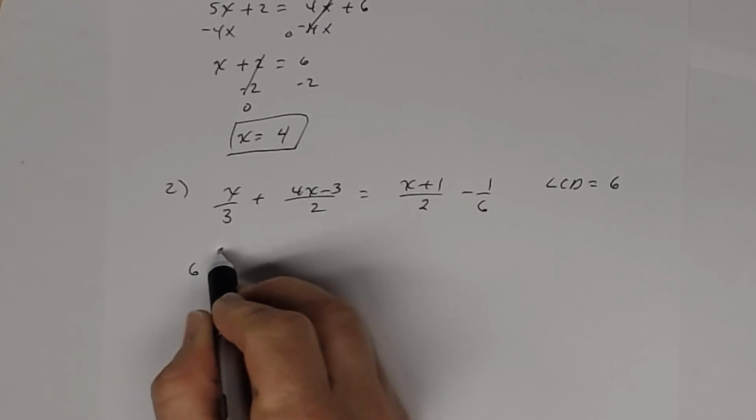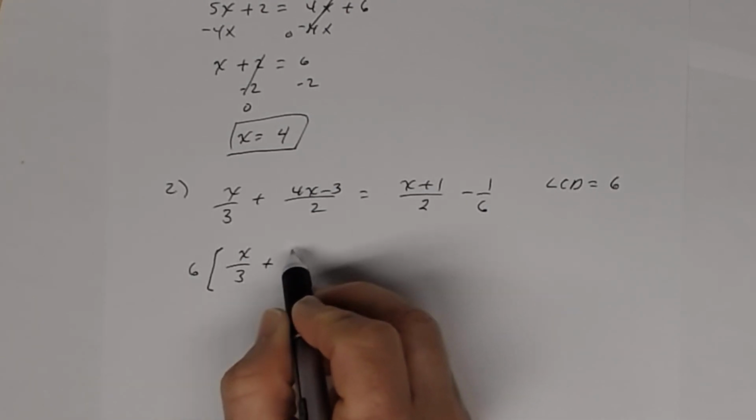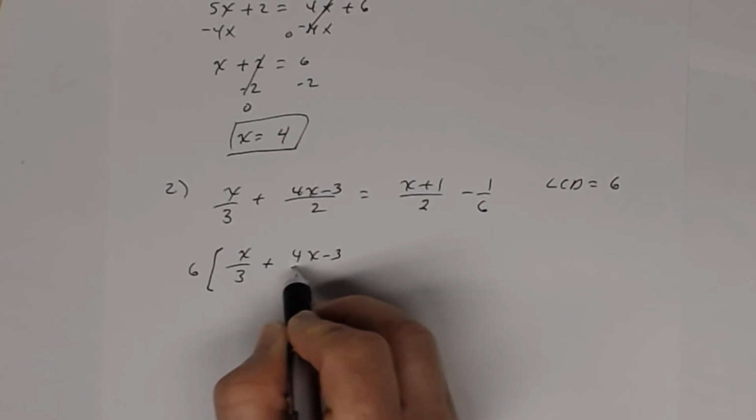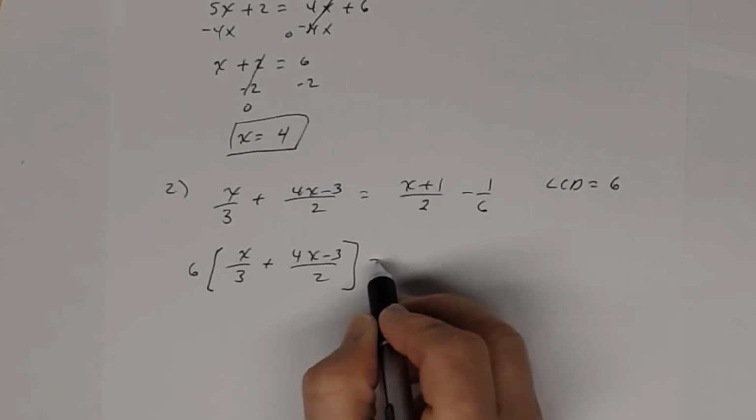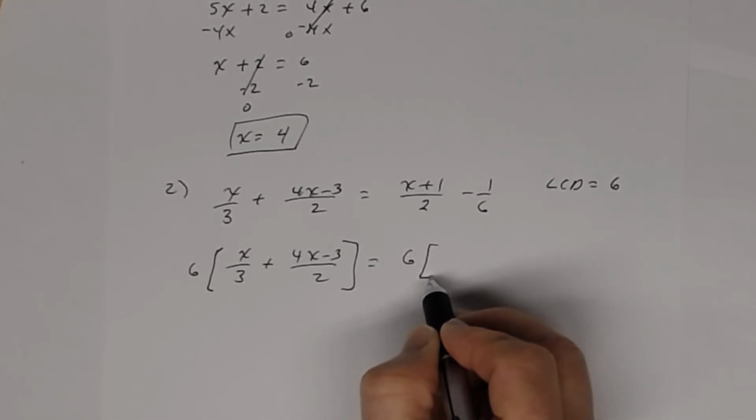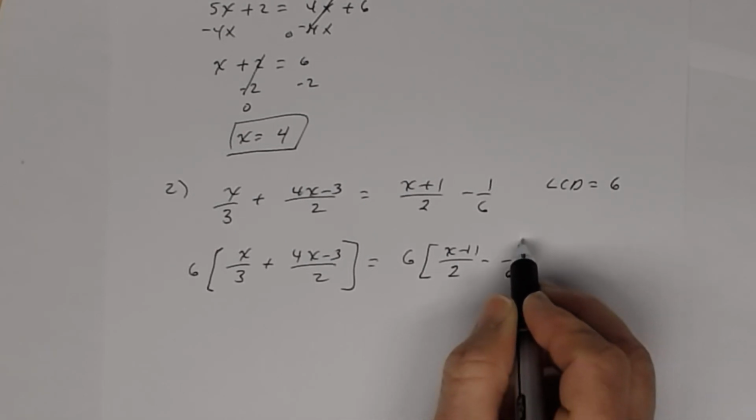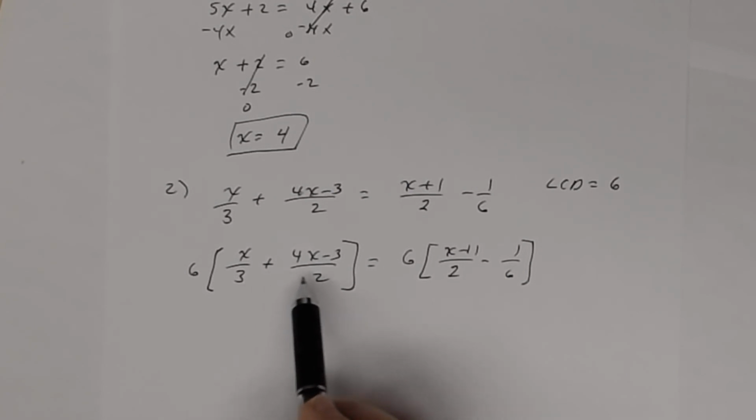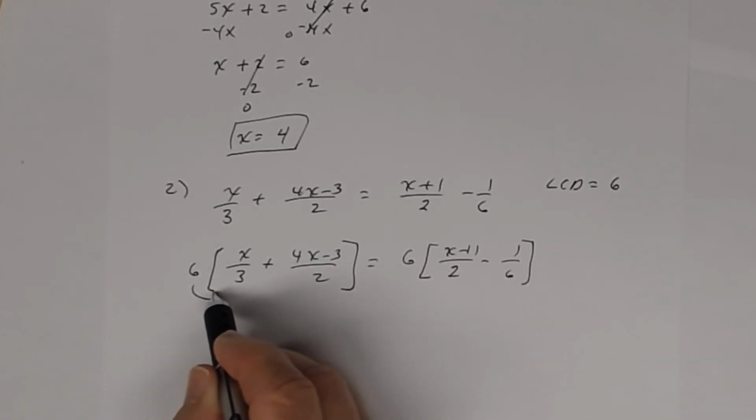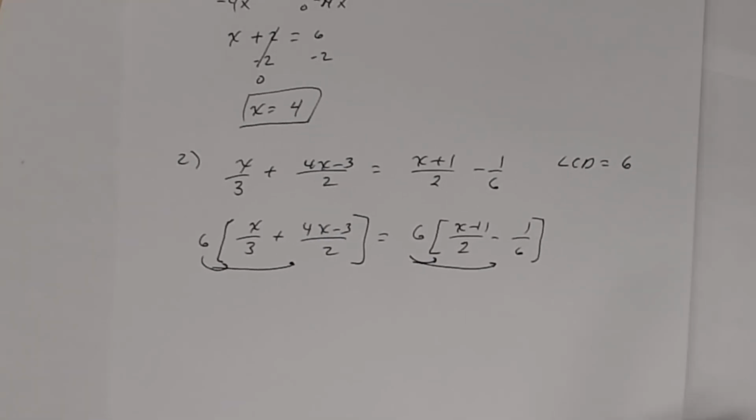So I get 6 times, and I'll use brackets instead, x divided by 3 plus (4x minus 3) divided by 2. So the left side is being multiplied by 6, and the right side is also being multiplied by 6. What you do to one side, you do to the other. Remember, the whole purpose of multiplying both sides by the least common denominator is to clear those fractions. And now I'm going to distribute, since I introduced brackets.